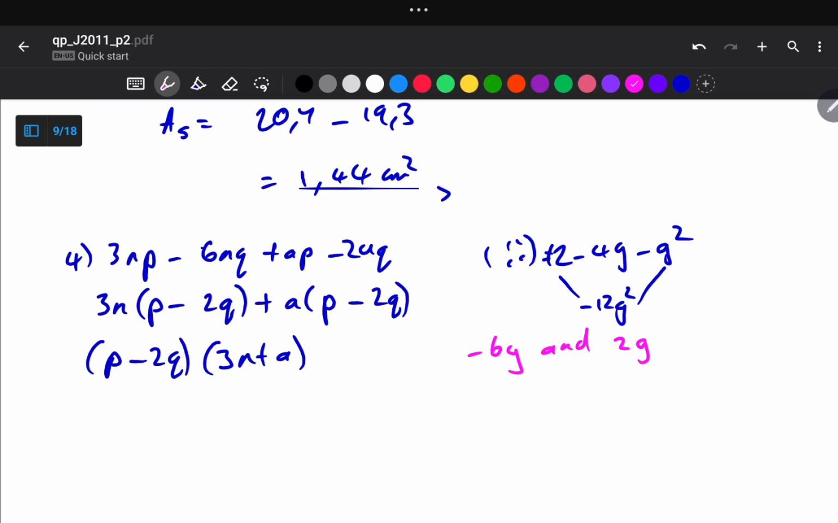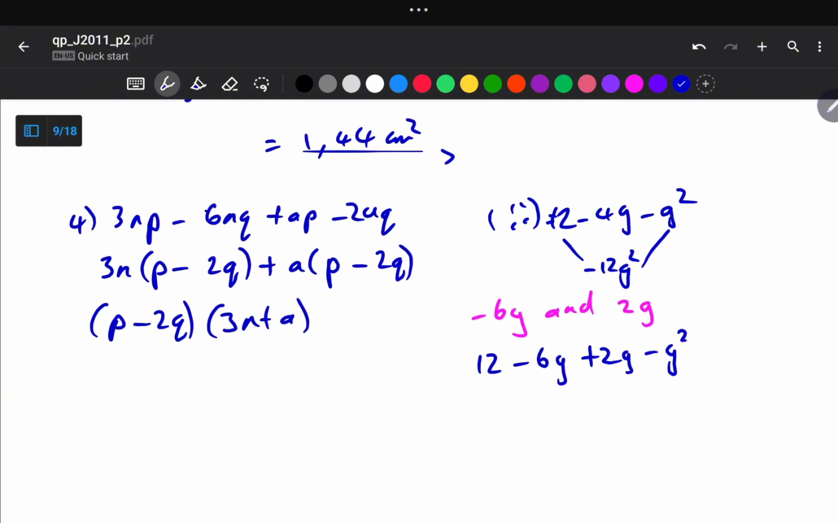2g. If we add negative 6g and 2g, it gives us negative 4g, and if we multiply these two numbers, we get negative 12g squared. So we are going to substitute negative 6g plus 2g for negative 4g. So it is now 12 minus 6g plus 2g minus g squared.